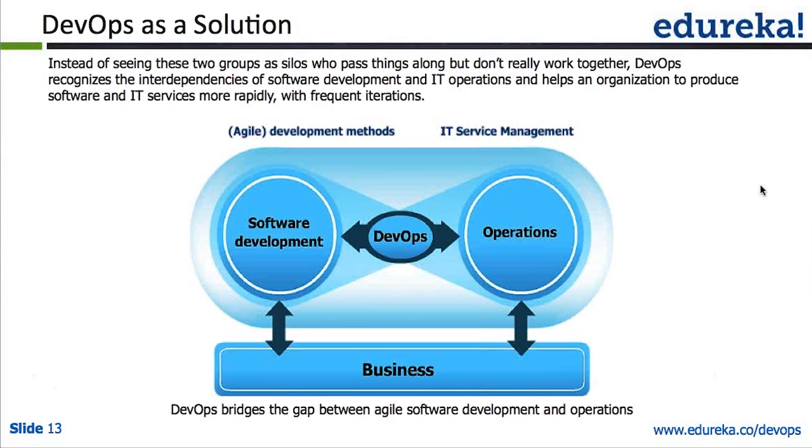Okay, let's understand this particular slide. Again, this slide talks about why DevOps is a solution, right? Let me read it out for you. It says, instead of seeing these two groups as silos who pass things along but do not really work together, I think we talked about it just now, DevOps recognizes the interdependency of software development and IT operations and helps an organization to produce software and IT services more rapidly with frequent iterations.